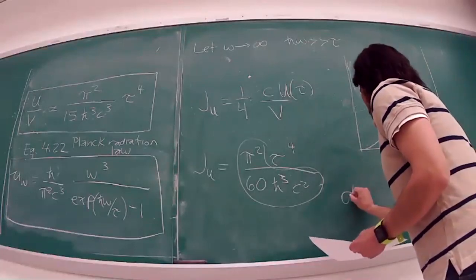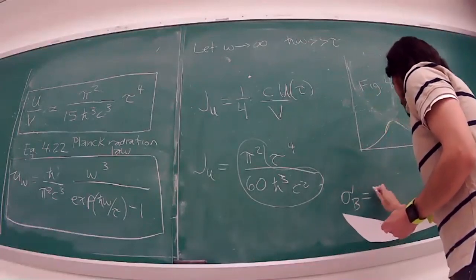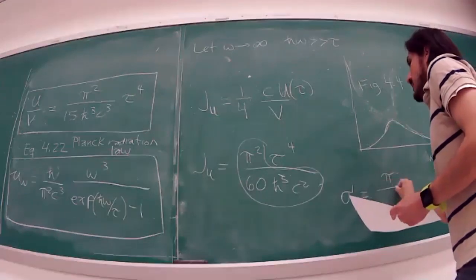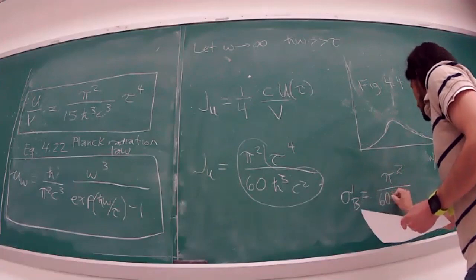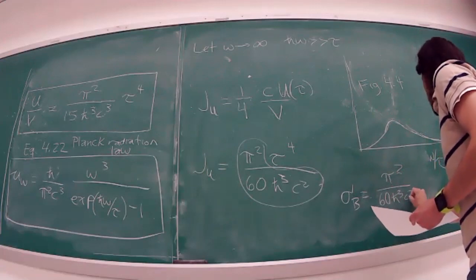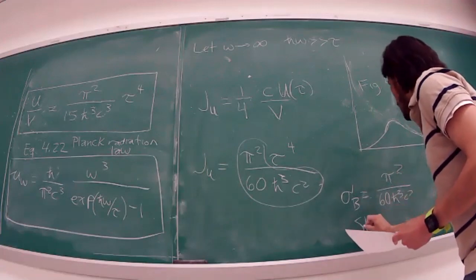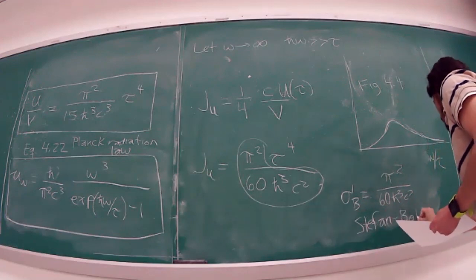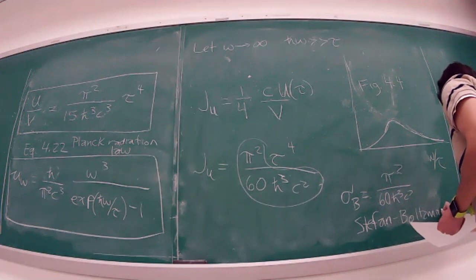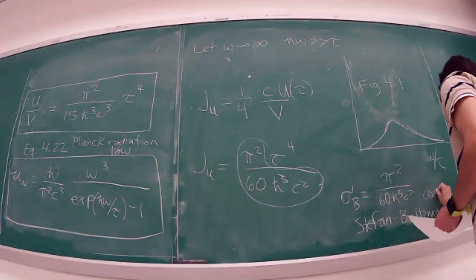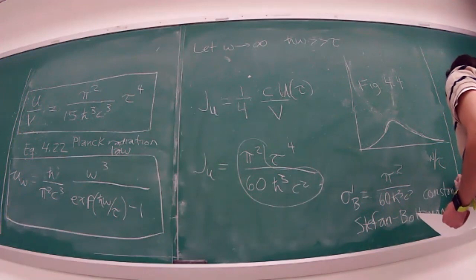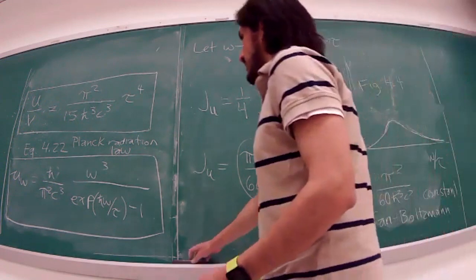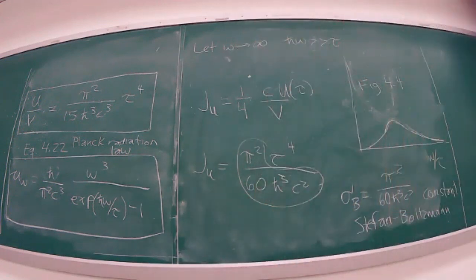And this quantity over here, oh, it's pi squared divided by 60 h bar cubed c squared, is the Stefan-Boltzmann constant, which you probably also saw in your modern physics or thermophysics class.